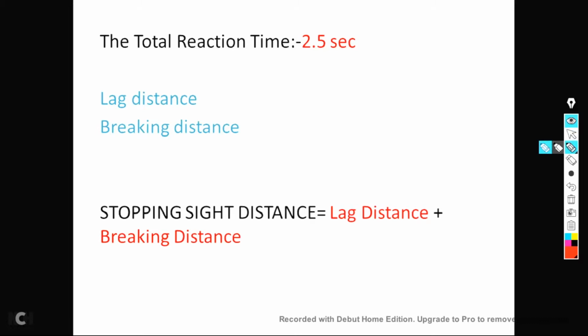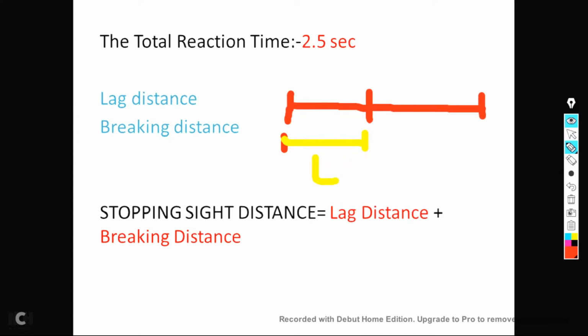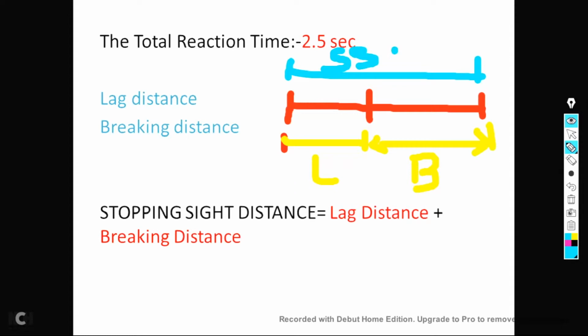That means this is the reaction time. Suppose this duration is the reaction time, the distance covered by the vehicle is known as lag distance, and after pressing the brake the car will move a certain distance. This distance after pressing the brake is known as braking distance, and the total distance is known as stopping sight distance. So what we get, stopping sight distance is the summation of lag distance and braking distance.